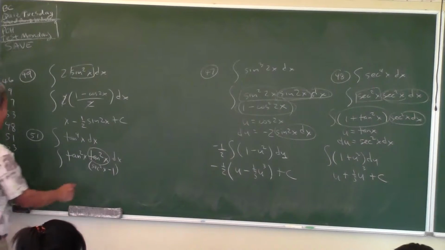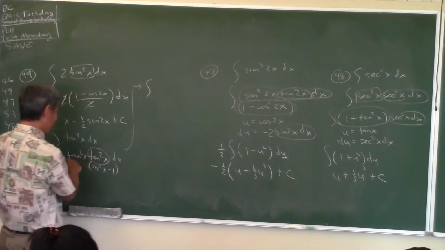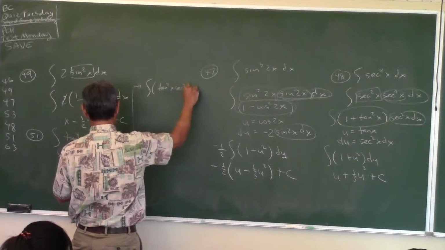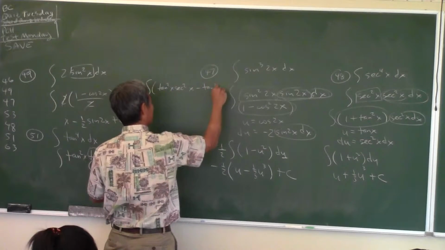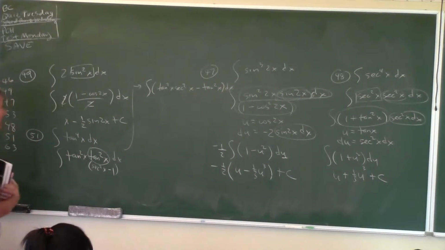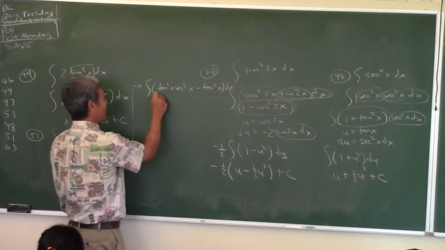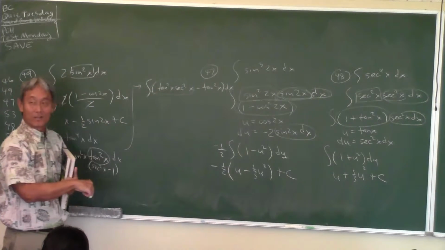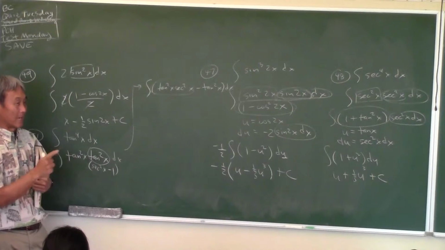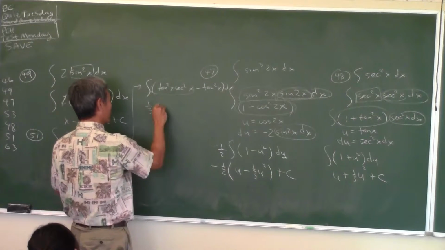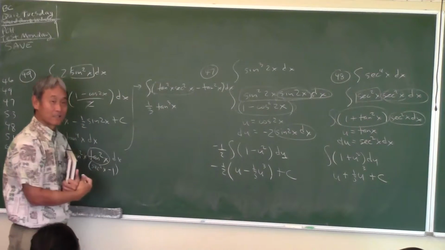Mr. Park, I still don't see it. Okay, let's go up here. So, if I multiply this out, you get tangent squared x secant squared x minus tangent squared x, correct? Did I do that correctly? Now, I would hope by now, after doing dozens of problems already, if you kept up with your homework, you can just look at this and write down the antiderivative. Very good. 1/3 tangent cubed x.